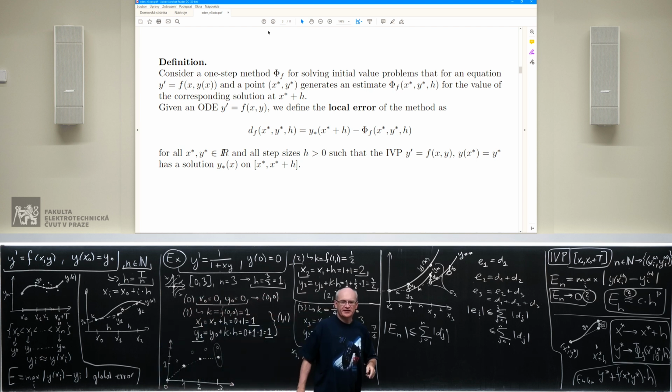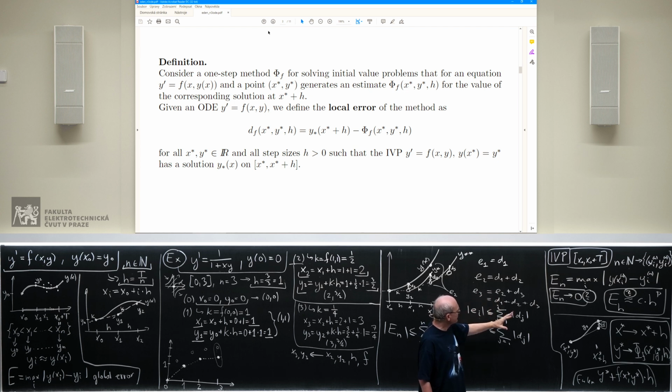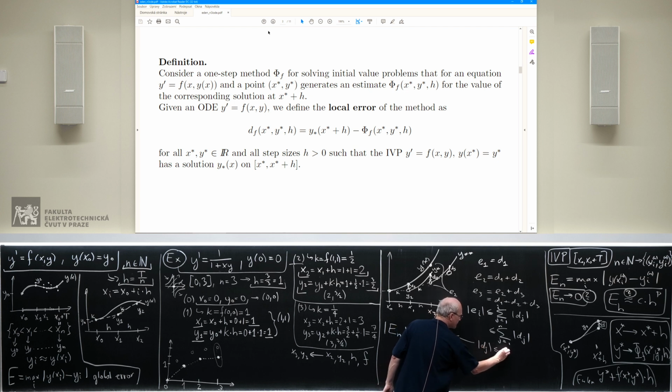Let's take it a little bit farther. We know already from numerical differentiation and numerical integration that we are generally trying to find estimates for the error that feature powers of the step size. So let's be optimistic, and let's assume that we have an estimate for dj in the form of some constant times h to the power q.